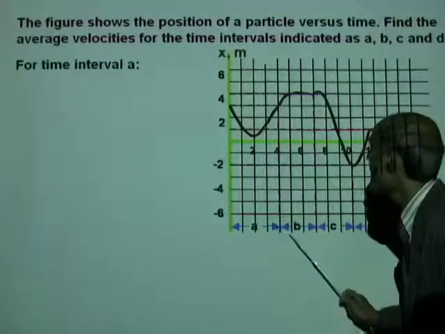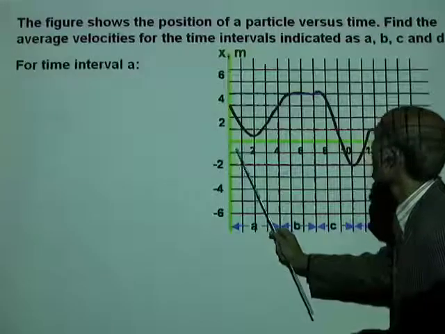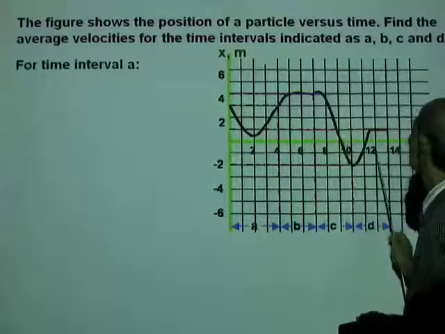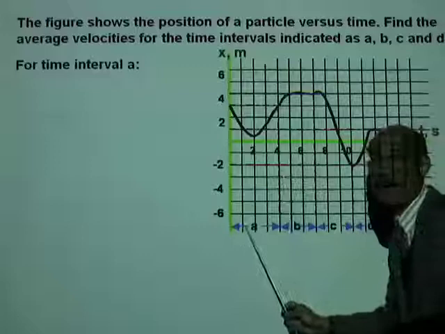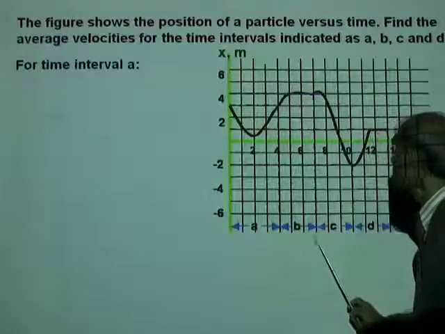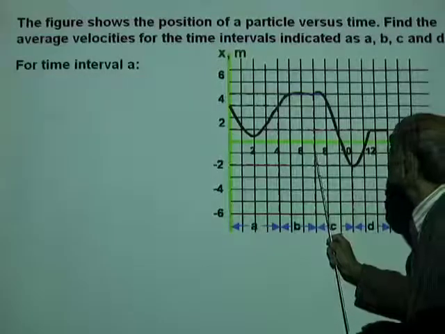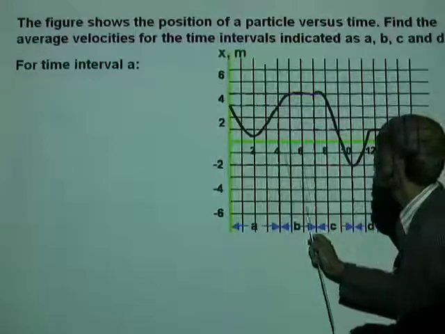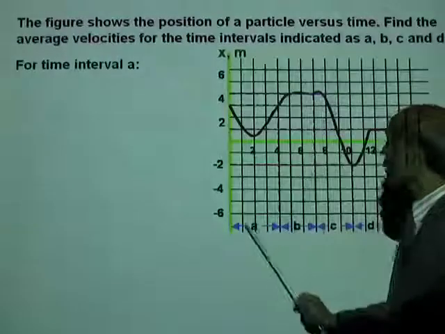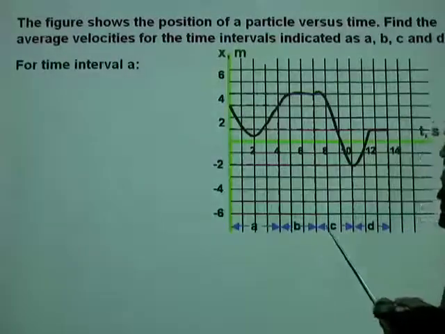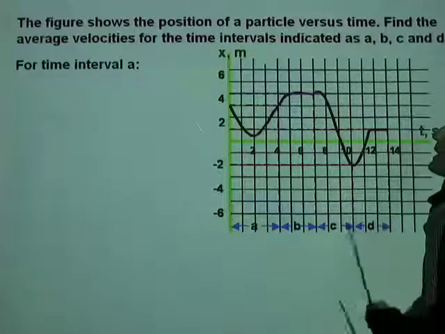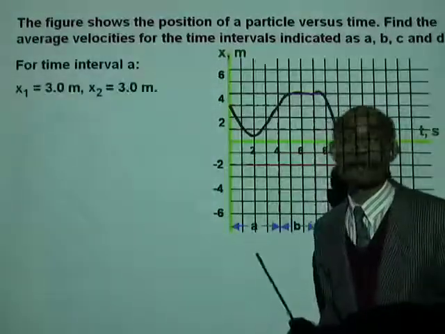The time interval A, what is that time interval? Look at the time on the axis: 0, 2, 4, 6, 8, 10, 12, 14. So what is the time interval indicated by A? It is 4 seconds. The time interval B is from 4 to 7. 7 minus 4, that is 3 seconds. Now, we need to find the average velocities for each of these intervals, A, B, C, and D. Alright, let's start with the time interval A.